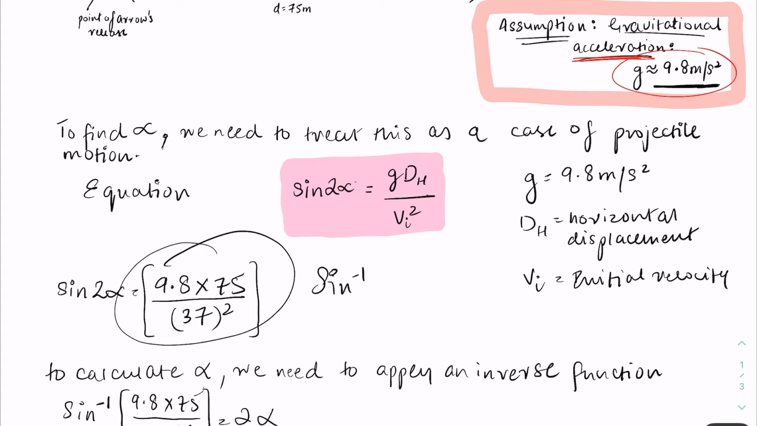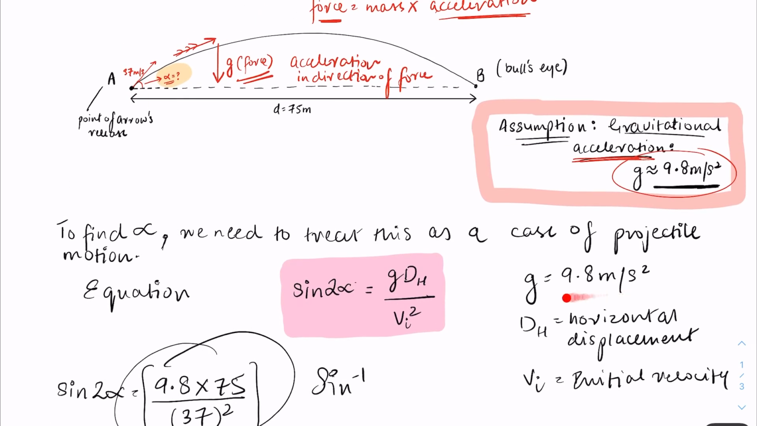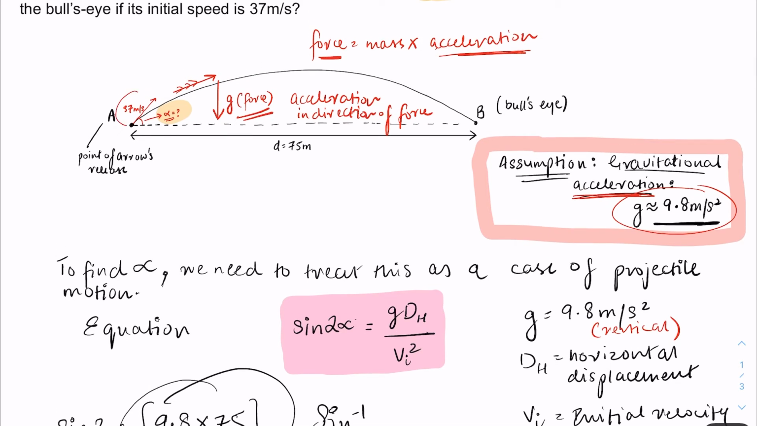So sine 2 alpha equals g d_H over v squared. d_H is horizontal displacement. So we know that the horizontal displacement is this part, that is 75 meters. We know g, the downwards acceleration, which in this question means the vertical acceleration. So as we know, this is vertical, this is horizontal, this is the vertical acceleration, this is the horizontal displacement, and this is the initial velocity.